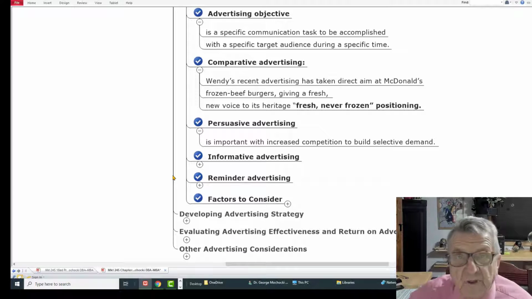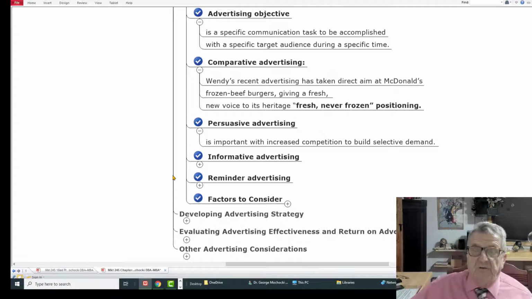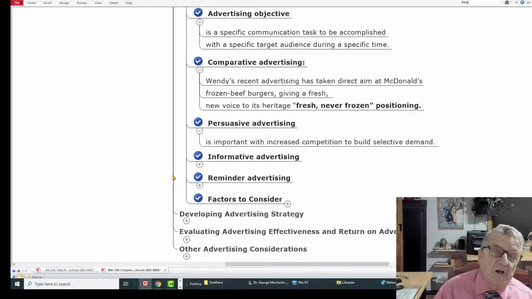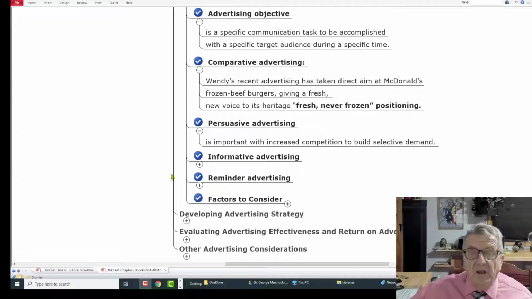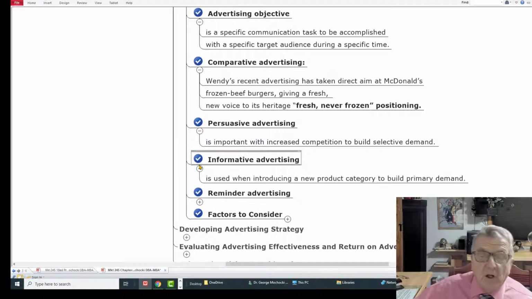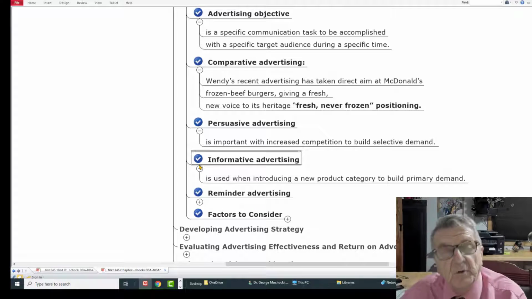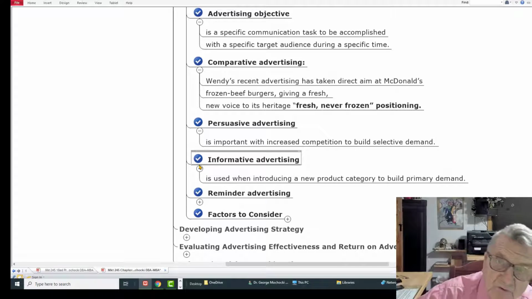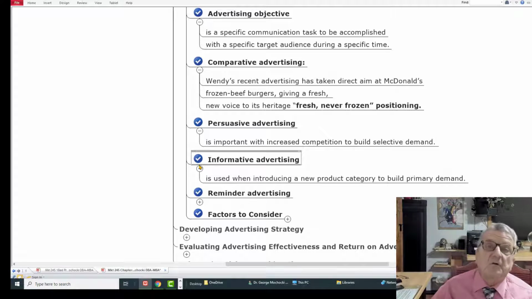Do you want persuasive advertising? What is your main objective of that? Is it to increase competition? Important with the increase of competition is to build a selective demand for your product. So you're persuading customers to come to your product by your advertising campaign. Informative: sometimes it's a brand new product. What you're doing is just introducing a new product and telling them about the benefits and the value, or why your product is better than a competitor, or whatever your message is.